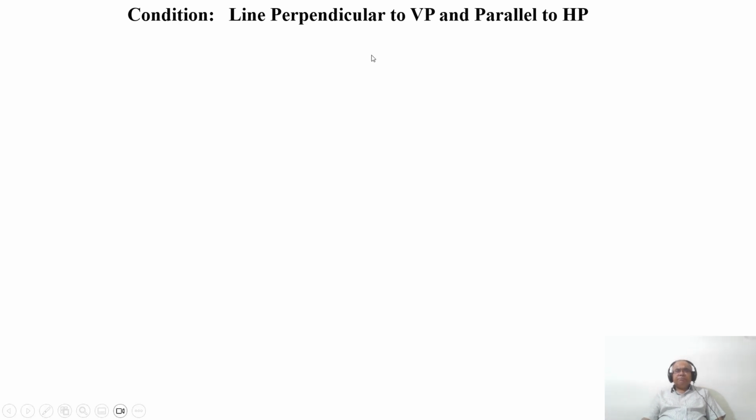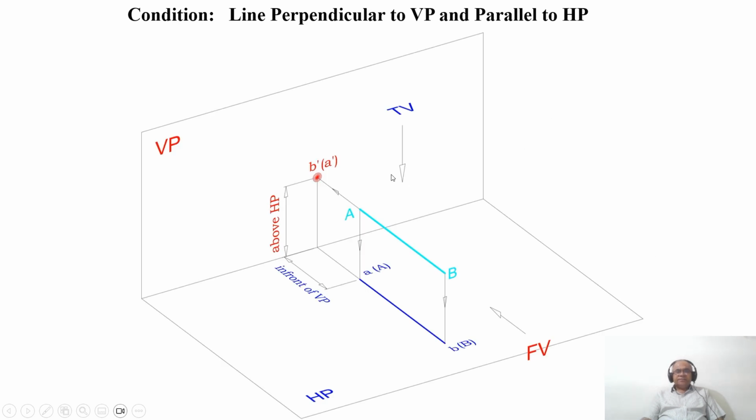Next, we will go for the line perpendicular to VP and parallel to HP. If you consider like this, it is perpendicular to VP. Why? This line is exactly at 90 degrees to the vertical plane, that is from here to here, it is 90 degrees. And it is parallel to HP. So both the endpoints are equidistant from the horizontal plane, that is from this point to this, which is capital B, and from this point to this, which is capital A, are equidistant from the horizontal plane. Now the line is parallel to HP. If the line is parallel to HP, where will you be able to see the image? It will be seen in the front view.